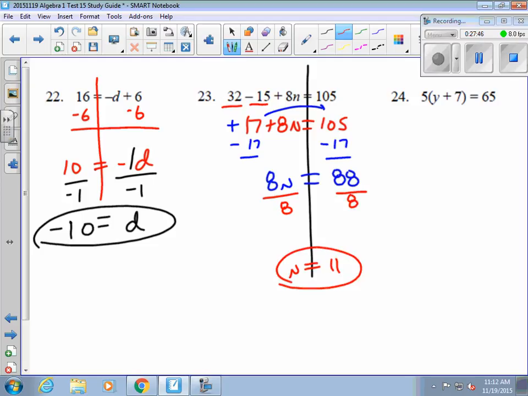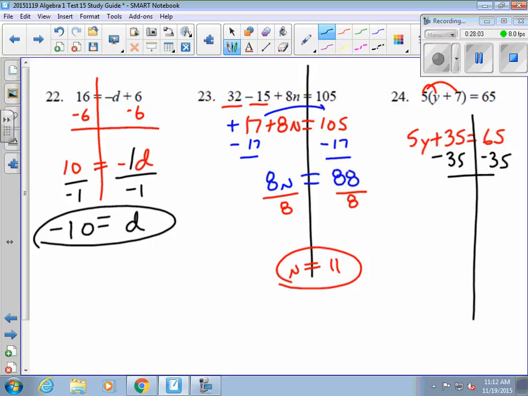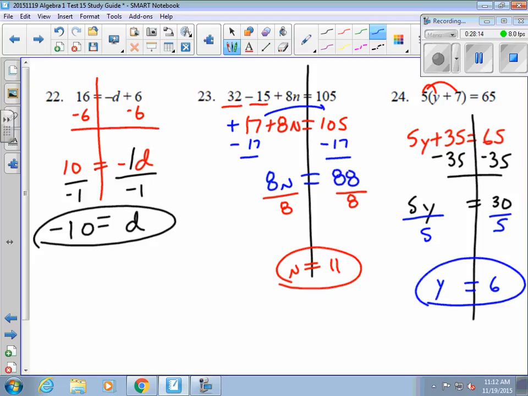N is 11. Before you try to undo anything for 24, you need to distribute. 5 times y is 5y. 5 times 7 is positive 35. That is equal to 65. Now you can start undoing. Undo addition of 35 by subtracting it. Do it here. That leaves you with 5y is equal to 30. Undo 5 times something by dividing by 5 on both sides. And y is equal to 6.